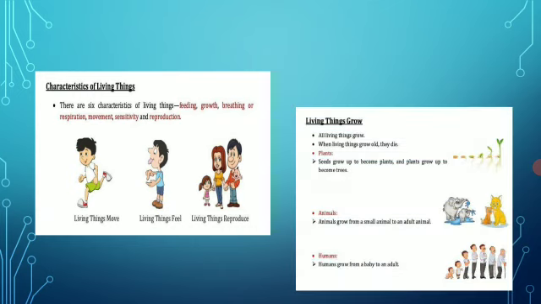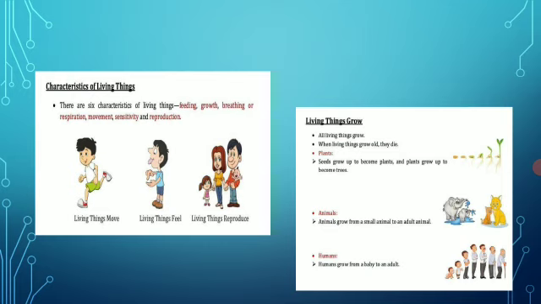Now living things grow. All living things grow. When living things grow old, they die. For example, plants. Seeds grow up to become plants and plants grow up to become trees. As you can see, the entire process is shown here in the picture.